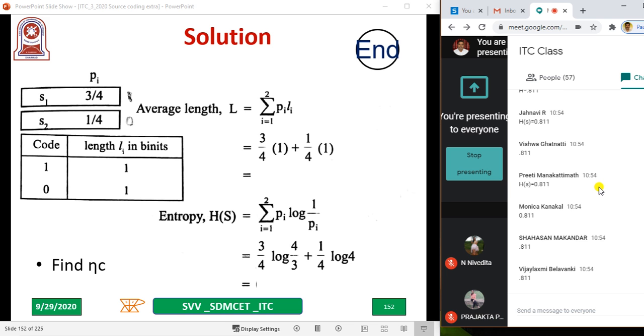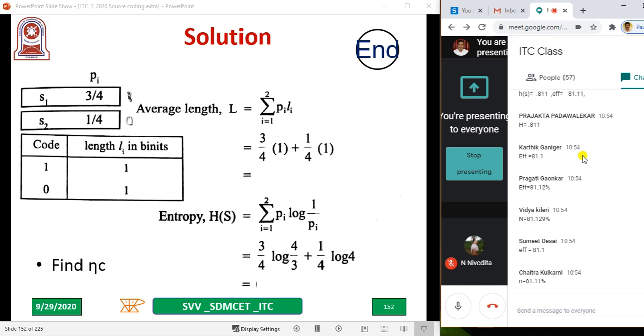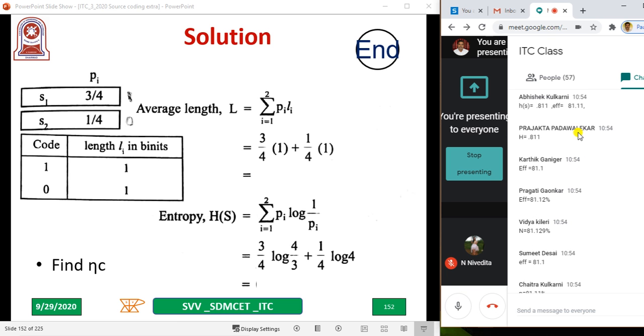Vishwa, Preeti. Monica, okay, after a long time she is typing. Shahasan, good. Nayak, Jaisurya, Charan, Amrita, Srijana, Abhay, Gaura, okay, she also typed today, good. Simran, Abhishek has typed answers, H of S also. Efficiency 81 he has told. Prajakta 0.811 and Karthik 81%, Pragati 81, I think 81 will be correct.